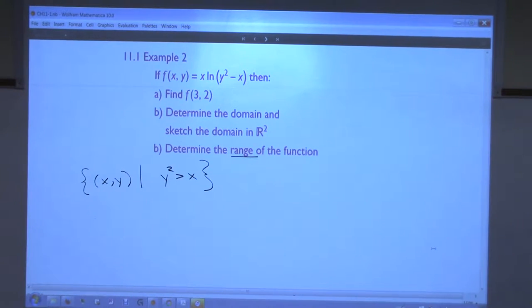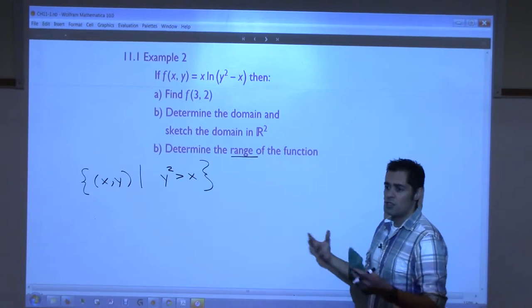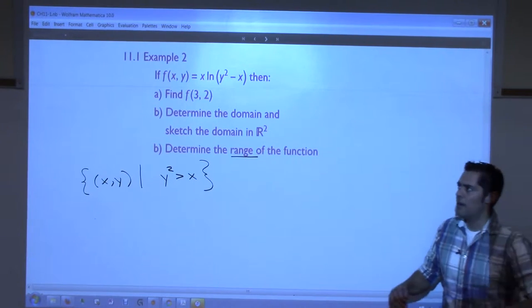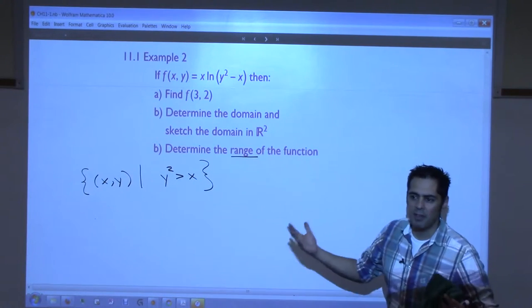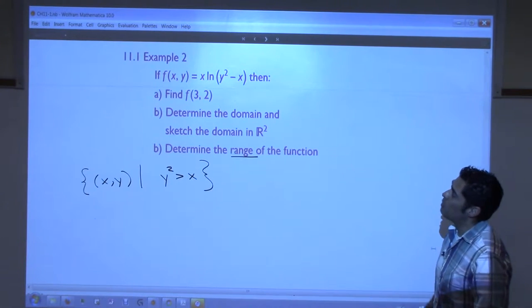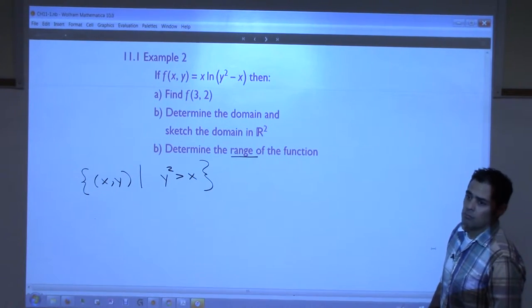Pardon me? This is the Z, right? What we're trying to figure out is whether there is some restriction on Z, like it only spits out positive answers, or only answers between 1 and 5, or something like that. So let's look at it. Do you see any possible issues? Could we get positives to come out?